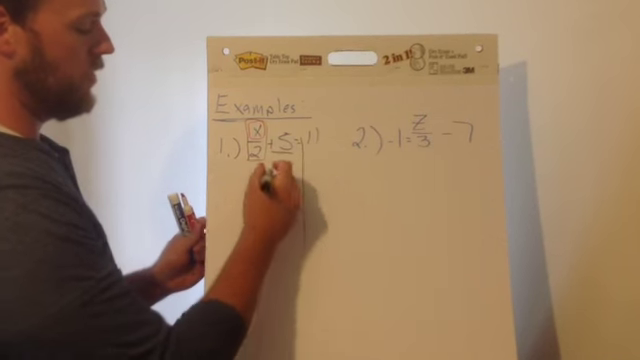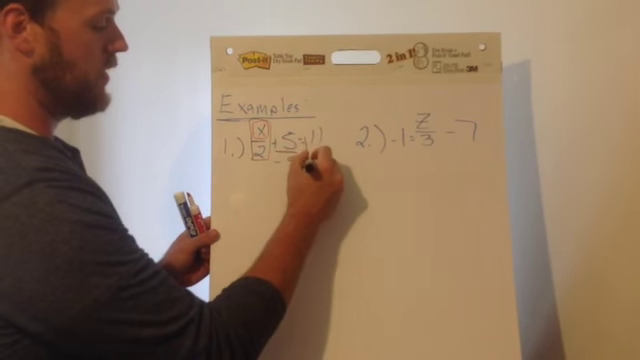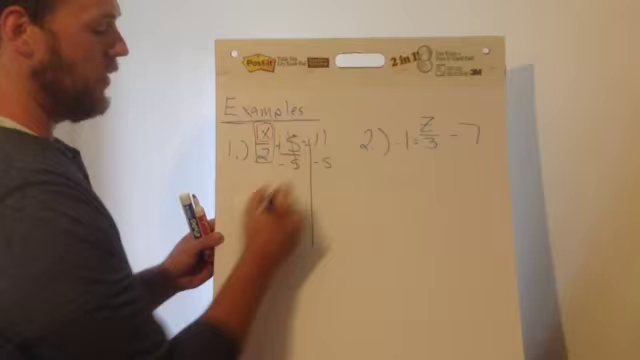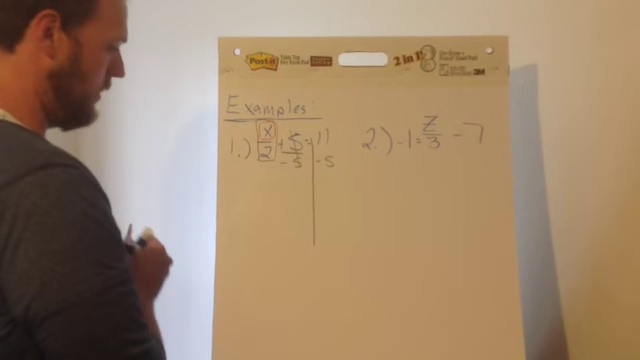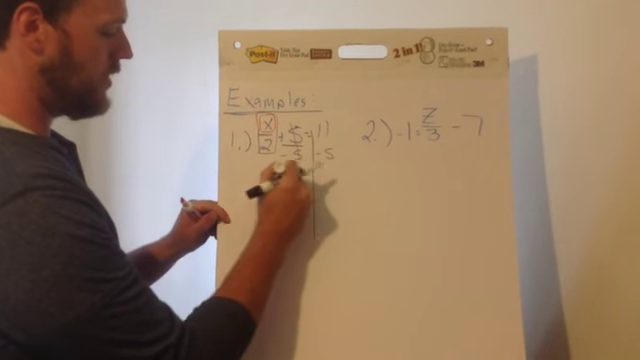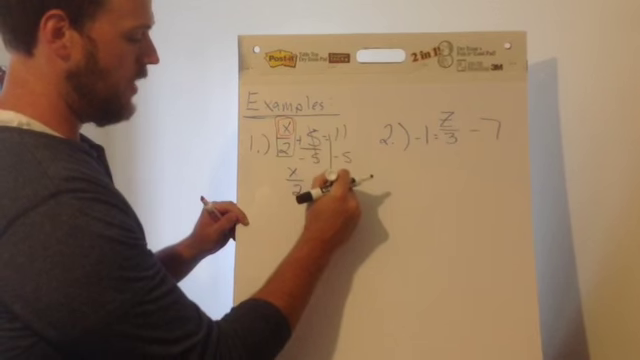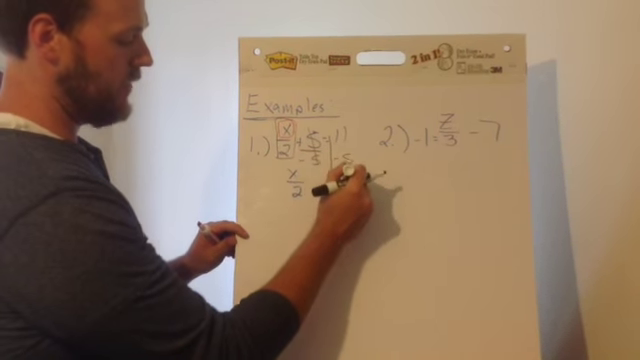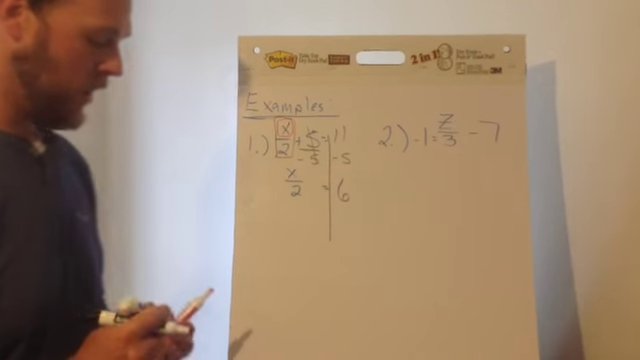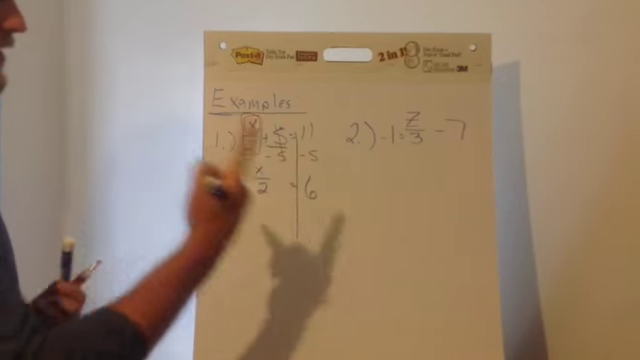By using its inverse, which is minus 5. So when I do that, those cancel. It leaves me with x over 2 all alone. 11 minus 5 is 6. Now, that was step 1.